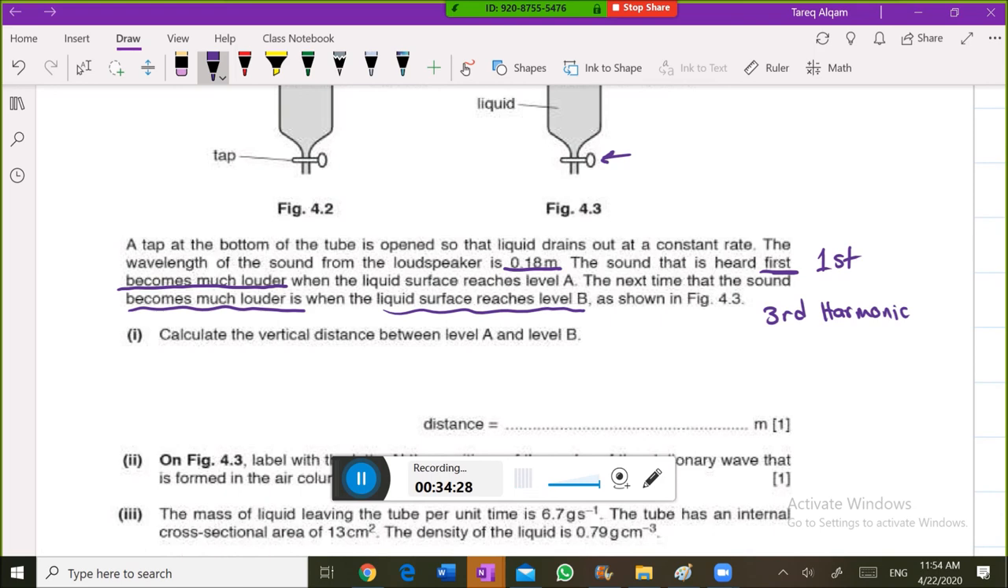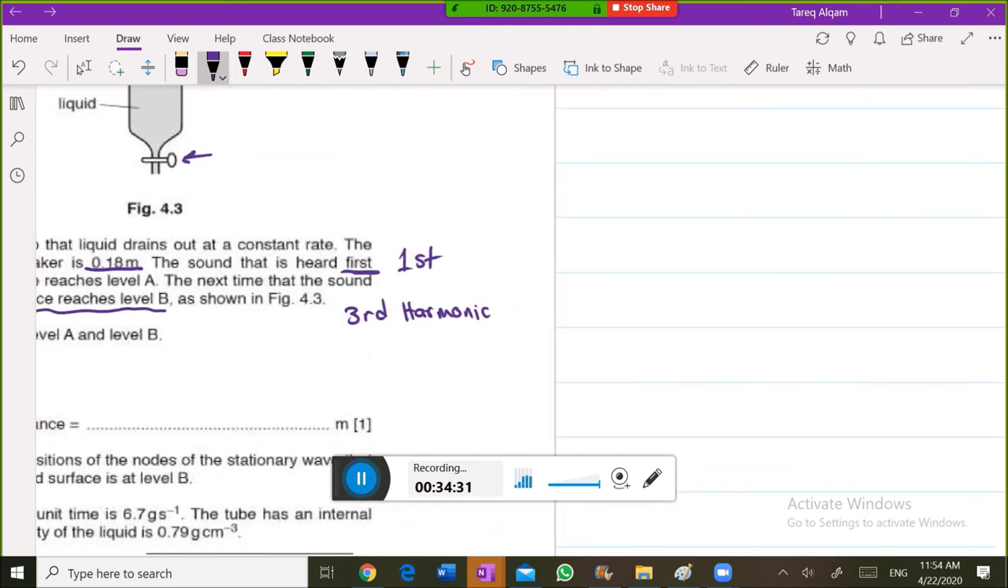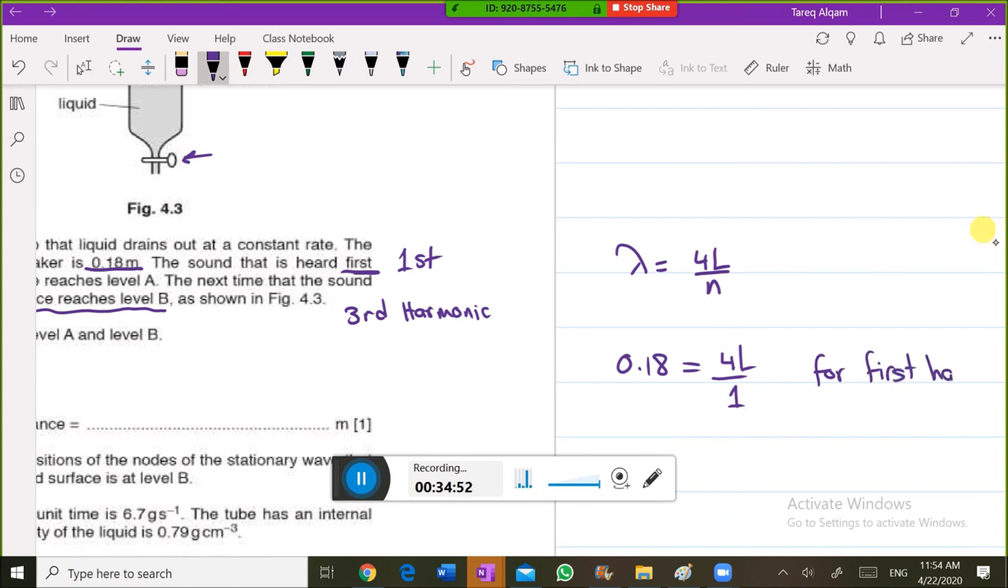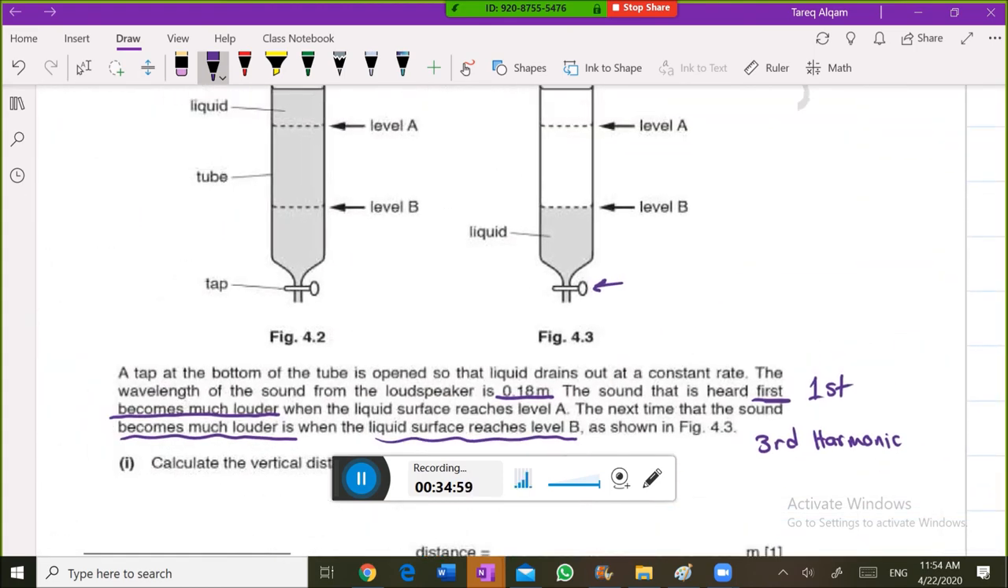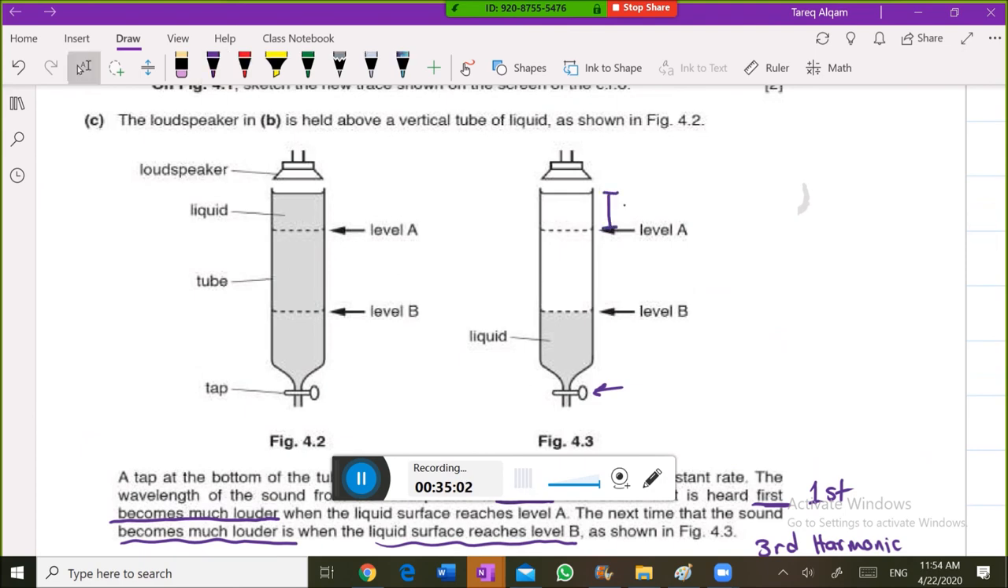Here guys, if you remember, the wavelength of the sound wave equals 4L over n. The wavelength for the sound is 0.18, equals 4L over 1 for the first harmonic. So let me call this L1. This is L1, and this is L2, the second resonant length. Tamam, so I have to find L1, and I have to find L2 the same way.